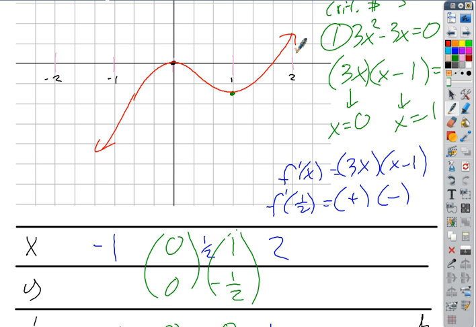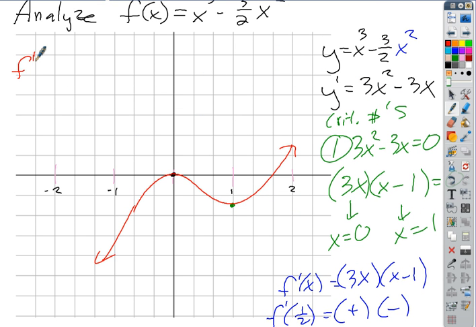Now the things that you're going to be asked about is to find relative extrema. Well, we've got a relative maximum at 0, 0. We've got a relative minimum at 1, negative 1/2, sorry. Negative 1/2. Okay, we want to know, for example, the intervals on which the function is increasing. So where is it increasing?